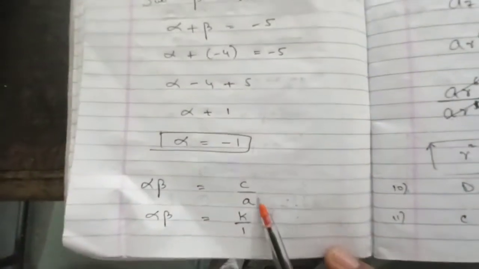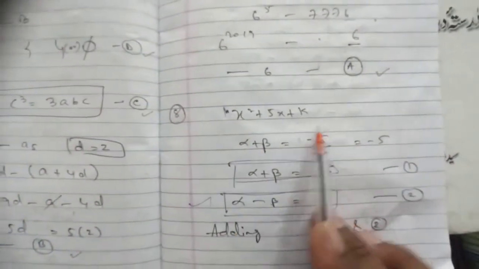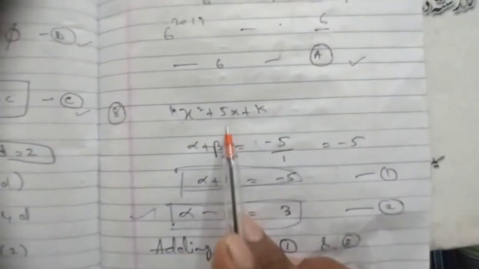Now, product of zeros. In the question, he says to find the value of alpha beta. Actually, we have to find the value of k. With the help of the product of zeros, we can find the value of k. Alpha beta equals c by a. What is c? From the quadratic polynomial, a is 1, b is 5, c is k. So c by a means k by 1.